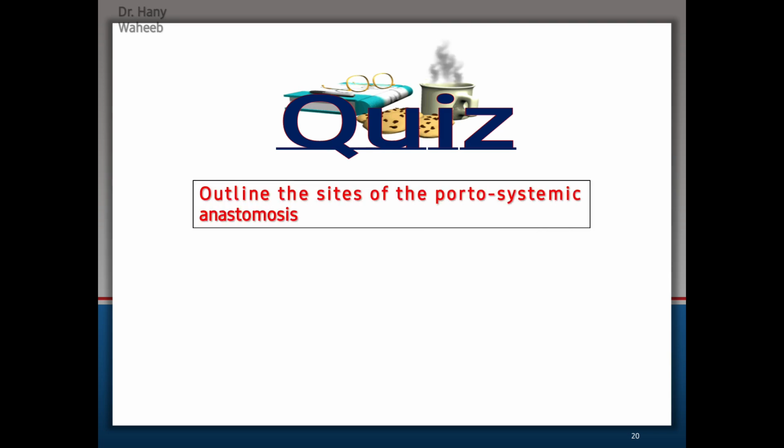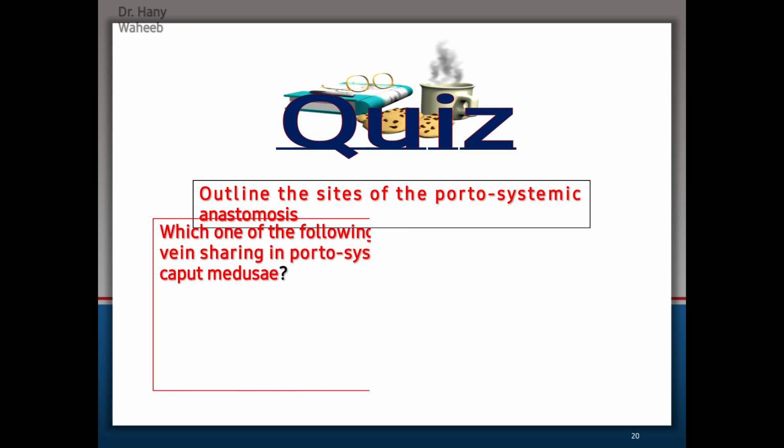Quiz. Outline the sites of portosystemic anastomosis. Again, 3 major sites: the lower end of the esophagus, around the umbilicus, and in the anal canal. And the other 3 sites: at the bare area of the liver, at the posterior abdominal wall behind the ascending and descending colons, and in the liver if the ductus venosus remains patent.